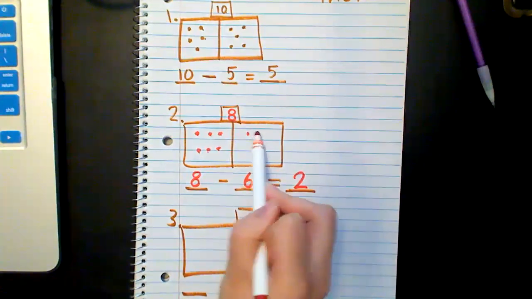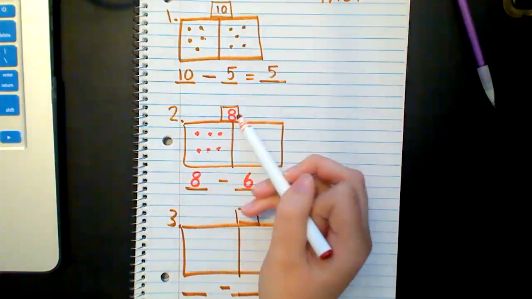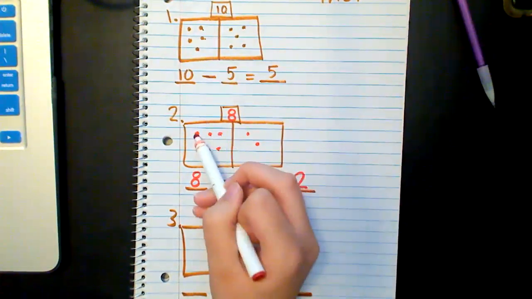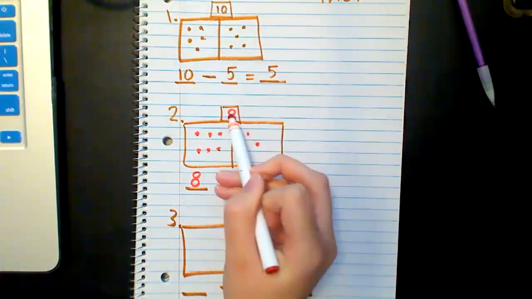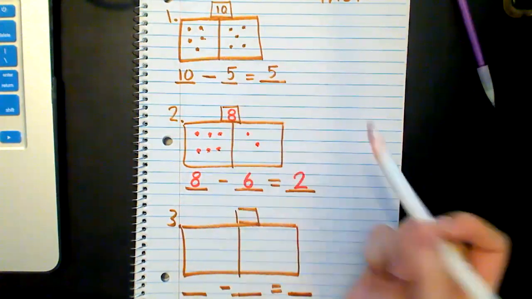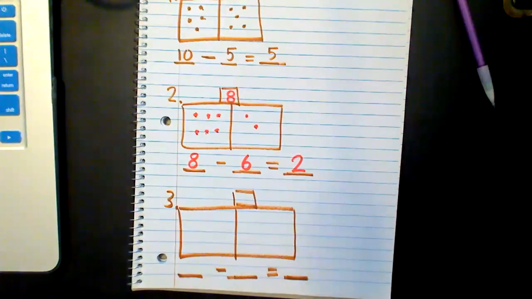Now if we count all of our dots, we should get the same number that is on the top and at the beginning of our subtraction sentence. Let's see: 1, 2, 3, 4, 5, 6, 7, 8. Yep, we got the same number. So this is the same number, and this is the same number as well. That means that is right. Now let's go to our last one.